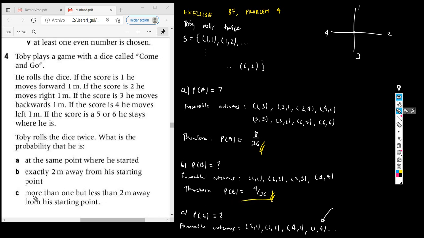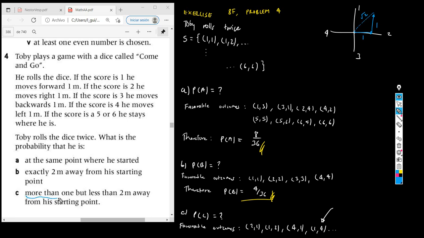And C, what is the probability that he is more than 1 but less than 2 meters away from his starting point? Well, that happens when he rolls, for example, 2, 1. So if he rolls a 2, he goes 1 unit in this direction, and then if he rolls a 1, he goes forward 1 unit. So 1 unit, 1 unit. This is the starting position, this is the final position, and as you know by Pythagoras, this is going to be the square root of 2, which is more than 1, but less than 2.